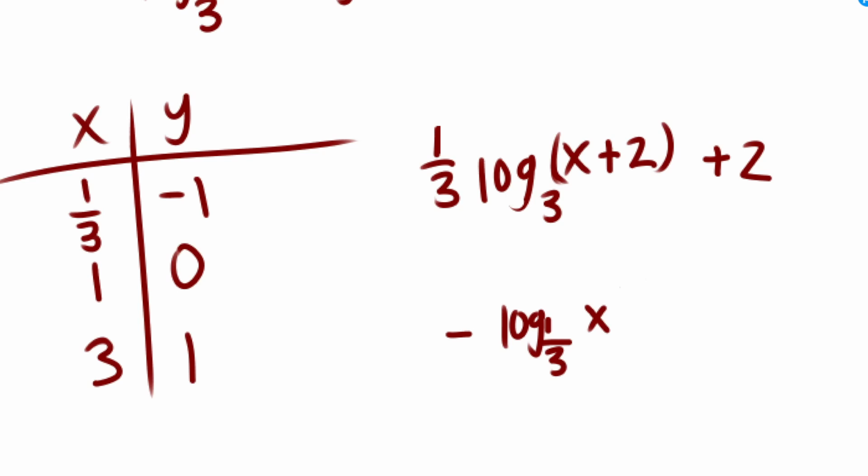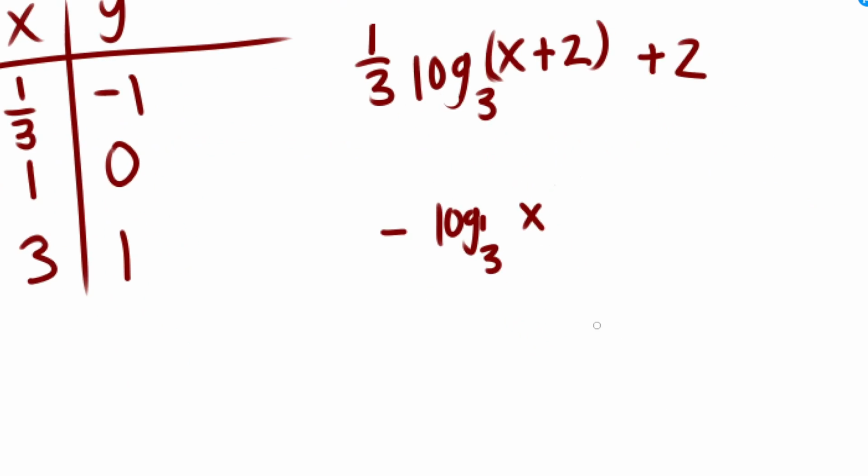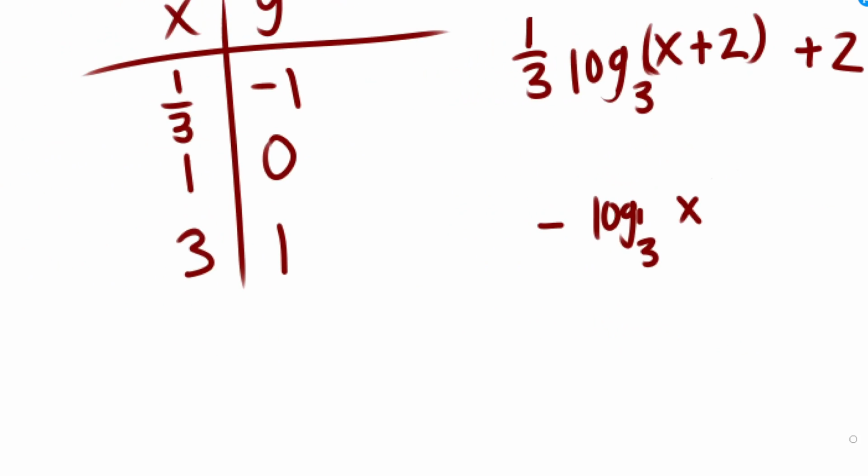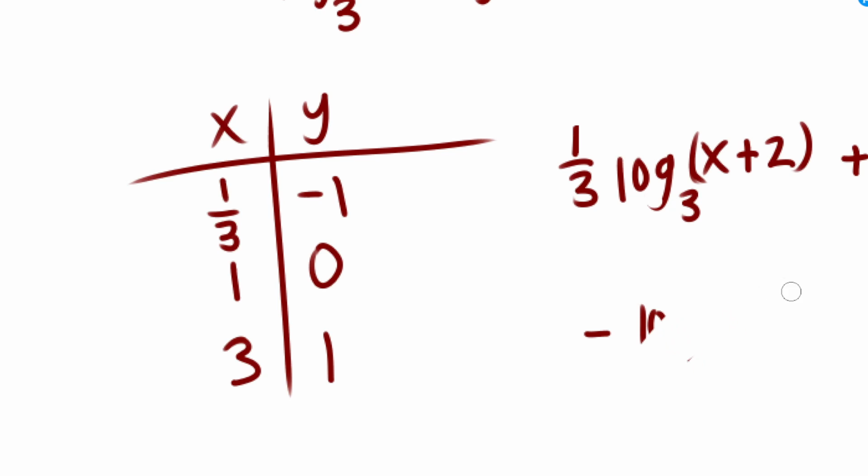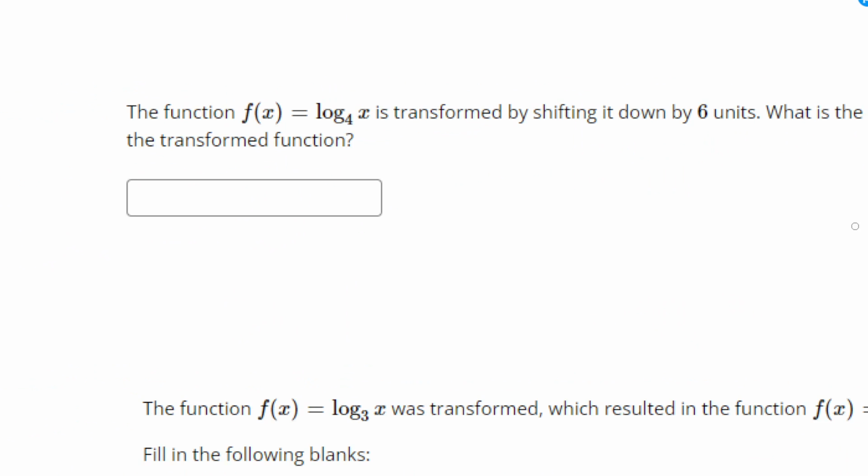Sorry, I'm trying to figure out Desmos. Base 1/3. Okay, basically it's like what happens to our exponential graph, where it just flips it a little bit. Sorry for the wait. So those are our main transformations. I just wanted to make sure I had them right. We'll just start into this.